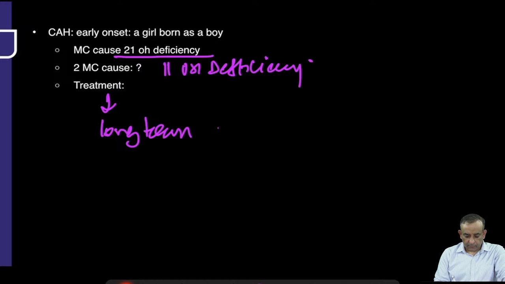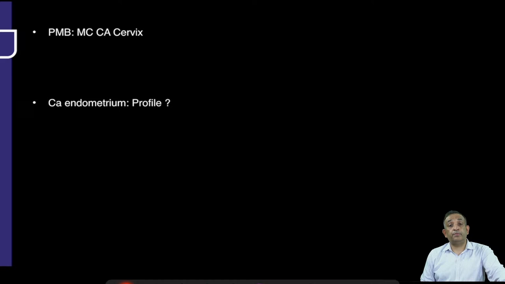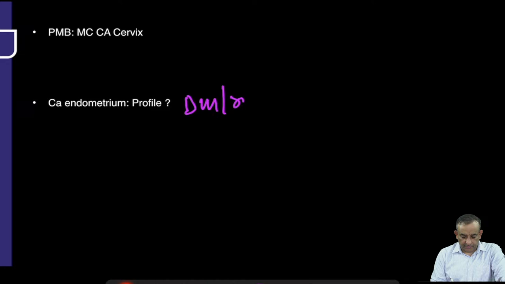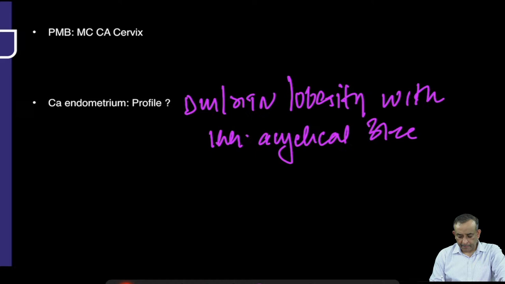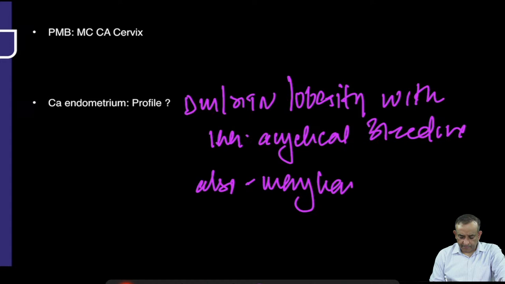All right. So the most common cause of postmenopausal bleeding is CA cervix in our country. CA endometrium is seen with diabetes mellitus, hypertension, and obesity, with irregular acyclical bleeding. They may also have postmenopausal bleeding, but irregular acyclical bleeding is technically called menometrorrhagia. All right, postmenopausal bleeding, most common cause is CA cervix.